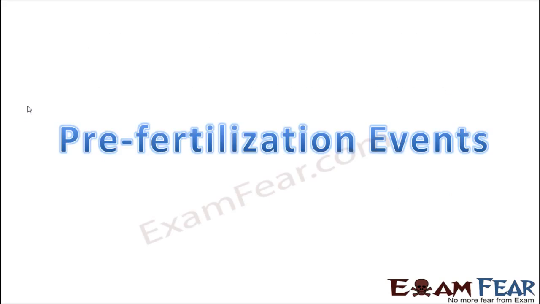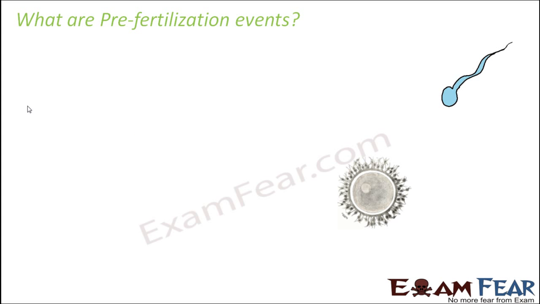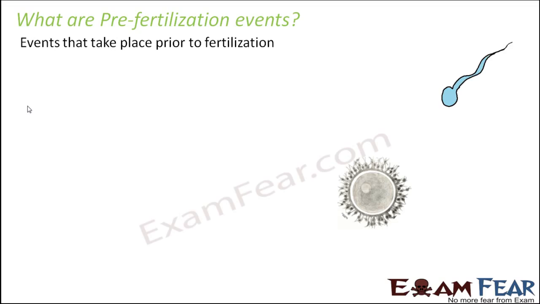So let us first discuss the pre-fertilization events. Now what are pre-fertilization events? The events that take place prior to fertilization. Even before the fusion between the male and female gamete takes place, there are certain changes that need to take place. The body needs to prepare itself for the fusion to take place. So all this preparation comes under pre-fertilization events. So what are the events that are categorized under pre-fertilization events? One is gametogenesis and the other is gamete transfer.